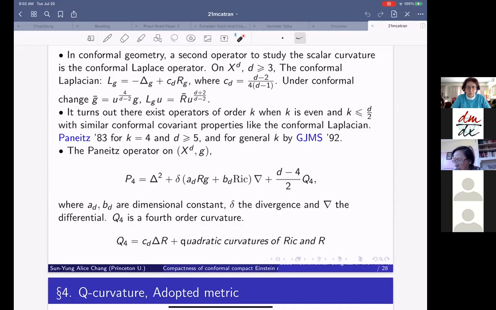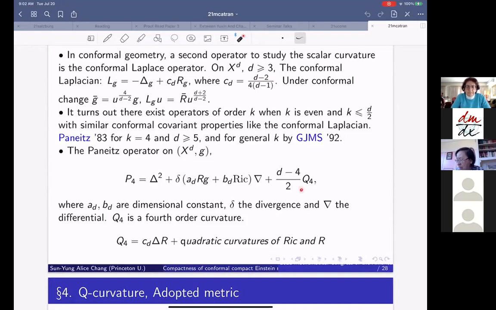So when D equals 2, for the conformal Laplace, you only see minus Laplace. You do not see the scalar curvature, which in two dimensions is the Gaussian curvature. So from the expression of the conformal Laplace, you do not see Gaussian curvature when D equals 2.